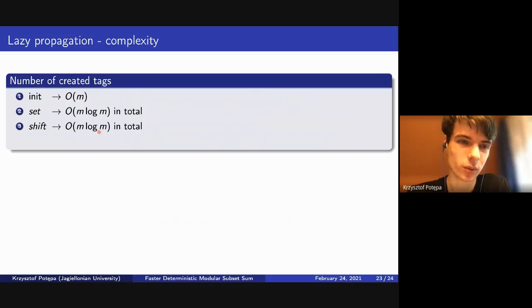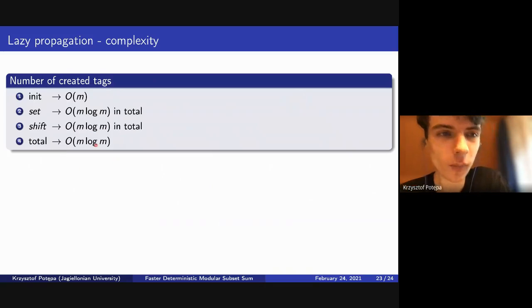Shifts amortize to m log m, number of updates, number of node updates in all the shifts amortize to m log m. So we again produce m log m tags in total. So in total we created m log m tags during the whole algorithm.